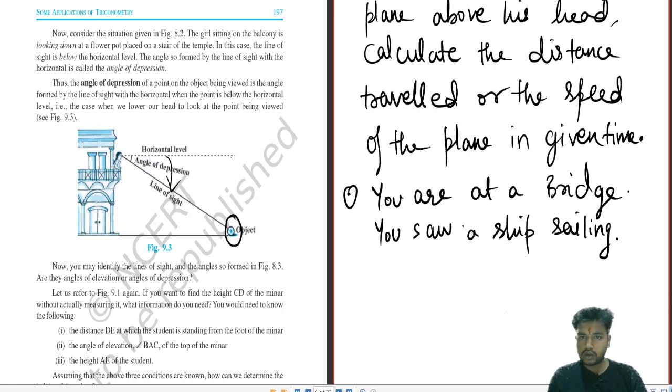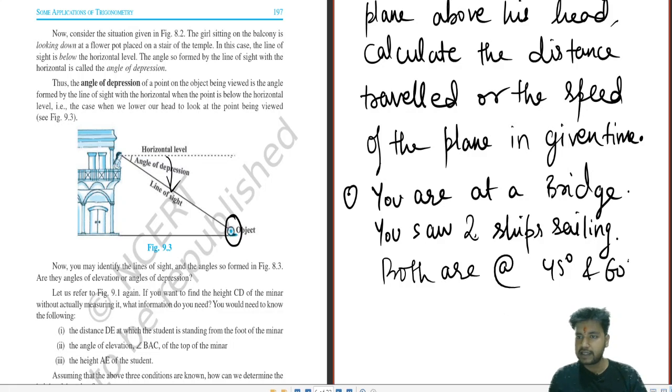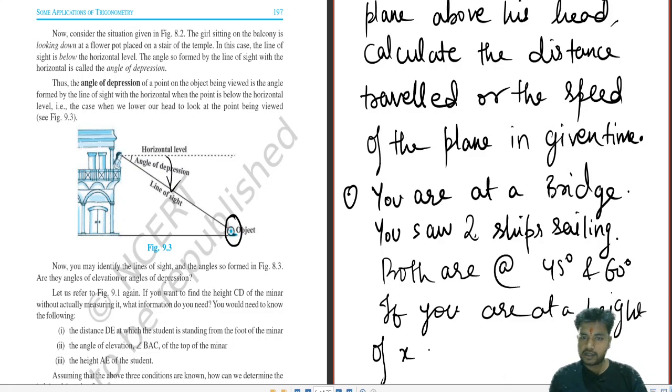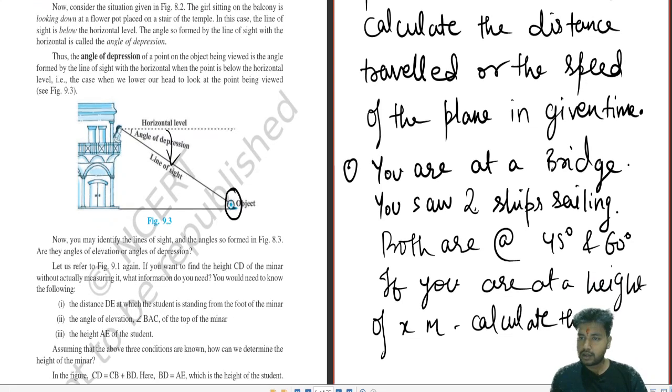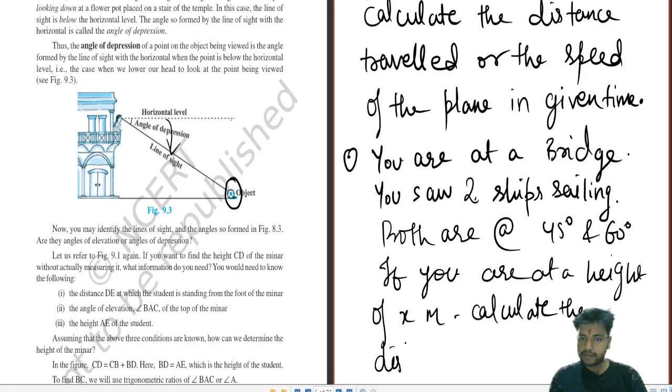You saw, wait a second, make it a bit different. You saw two ships sailing. Both are at 45 degree and 60 degree. If you are at a height of x meters, calculate the distance between them. Calculate the distance between them. Okay, the distance between the two ships.